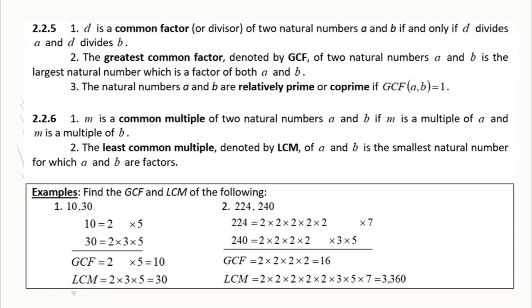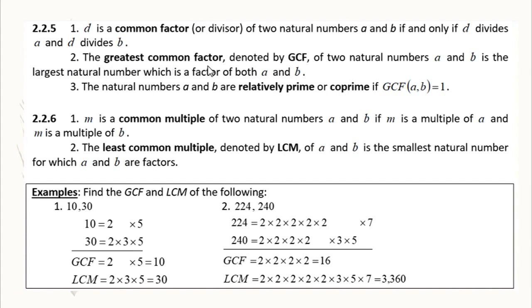Okay, let us have some definitions. D is a common factor or divisor of two natural numbers A and B if and only if D divides A and D divides B. So, tawag na to common factor si D sa duha ka natural number nga A ug B. Kung ang D pwede ma-divide ni A, pwede po siya ma-divide ni B. So, tawag ana common factor.